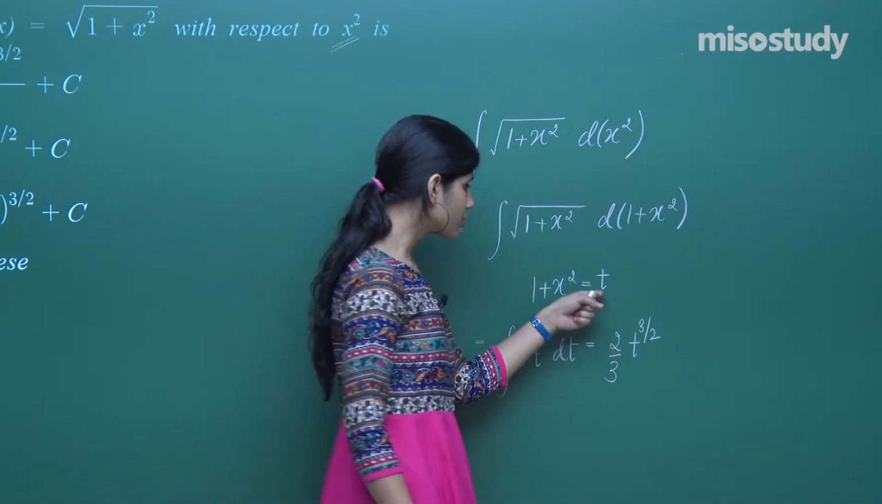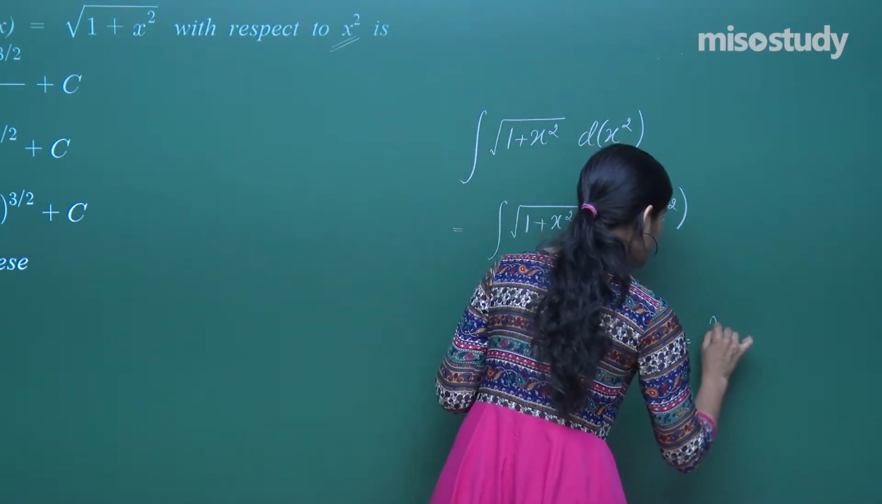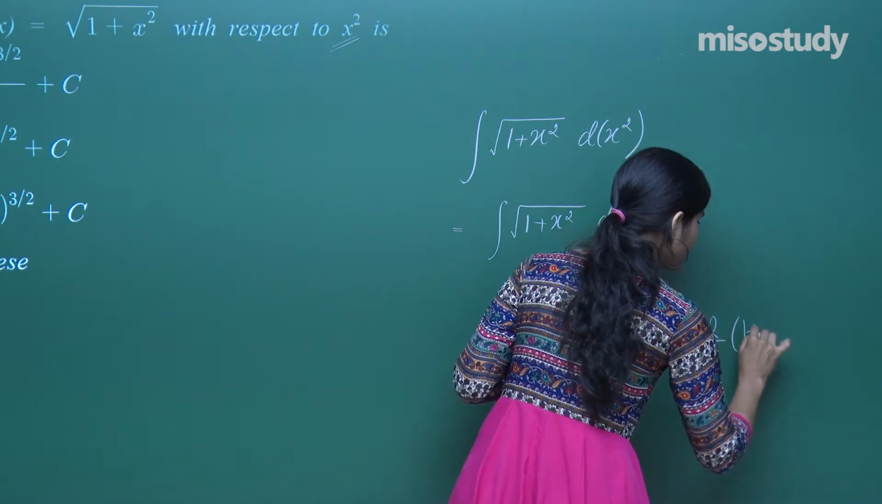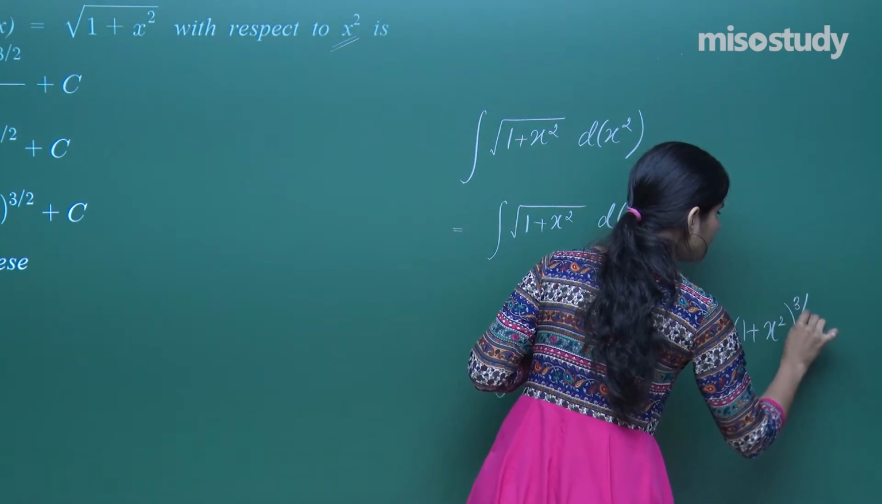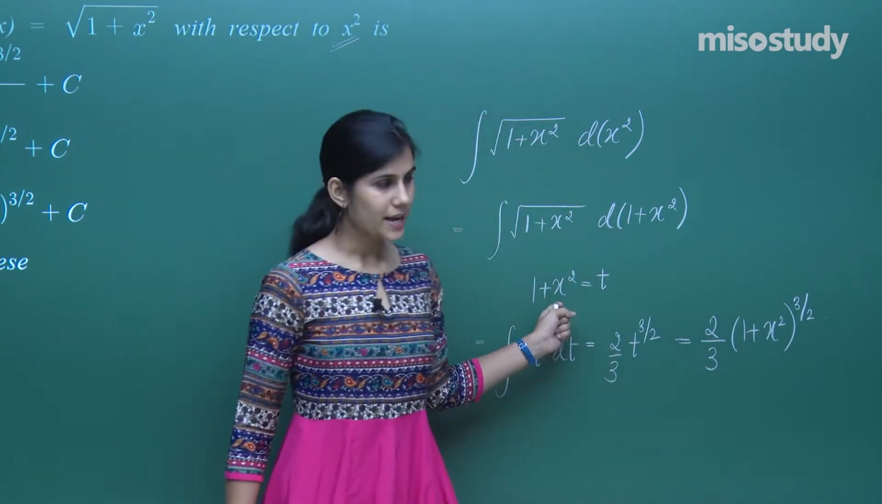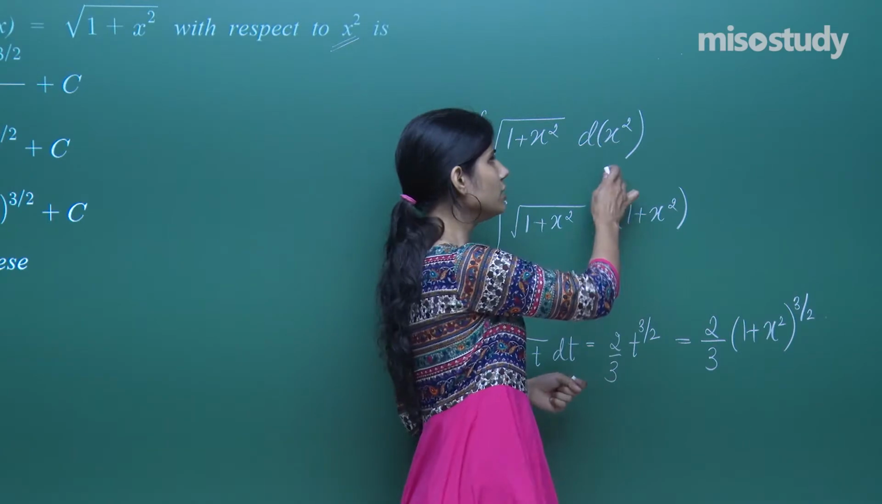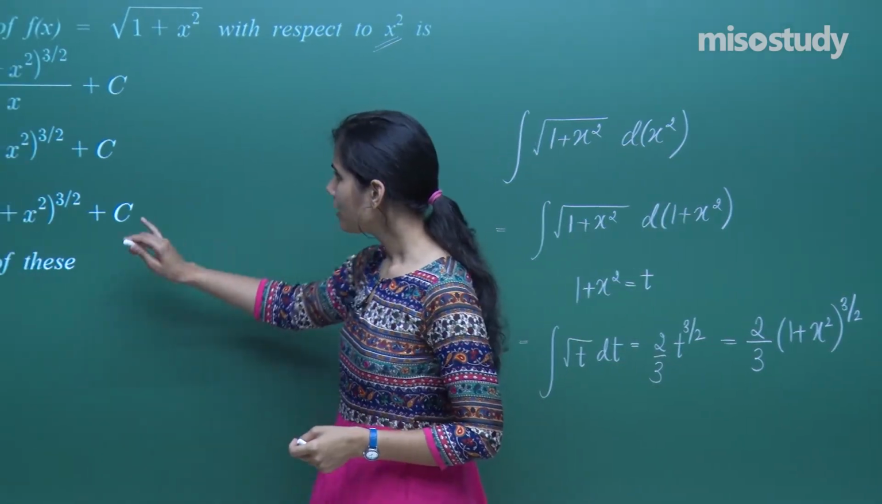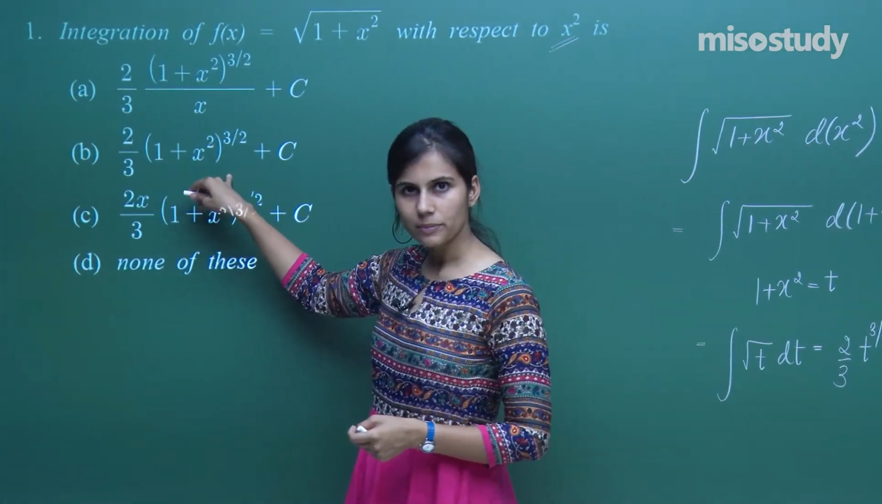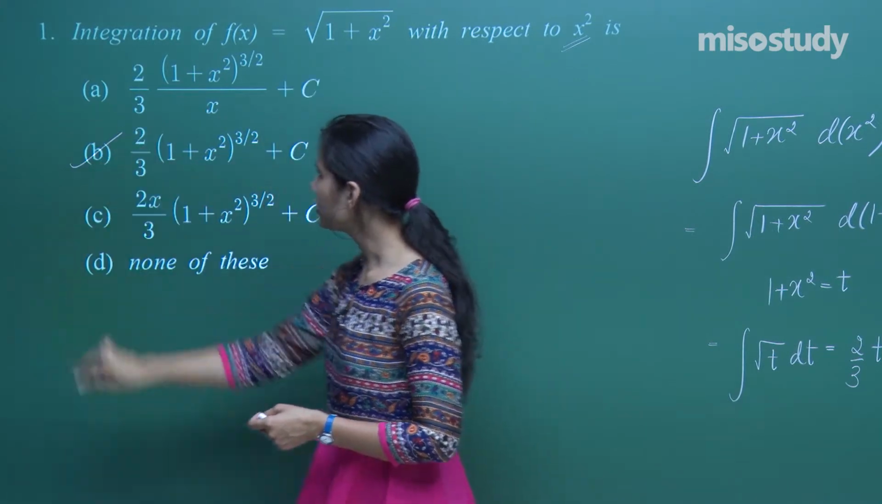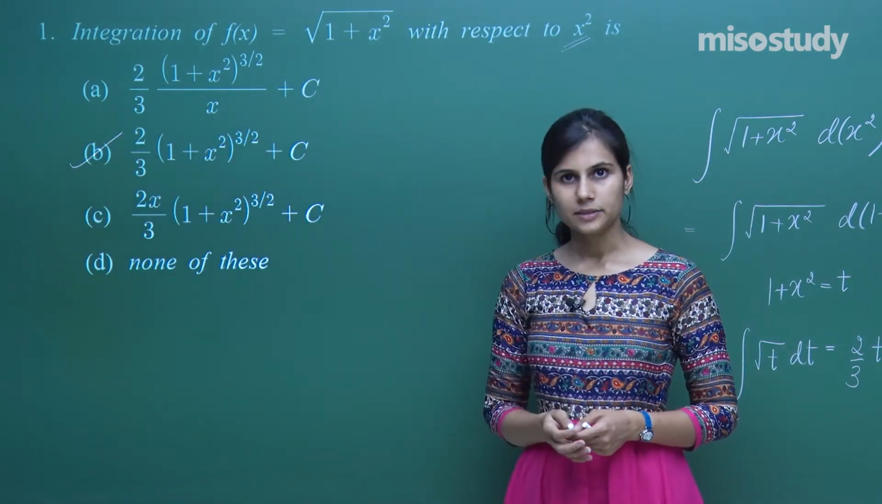But that's not the answer because t is being taken as 1 plus x square. So your answer is 2 by 3 (1 plus x square) to the power 3 by 2, and that is the indefinite integral of under root 1 plus x square with respect to x square. So 2 by 3 (1 plus x square) to the power 3 by 2 plus obviously the constant of integration, and therefore B is the correct answer.